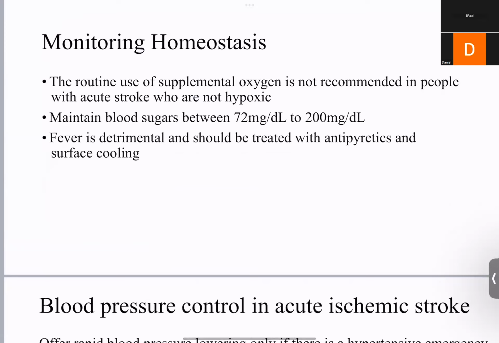So in addition, there are several other parameters to look at in the complete management of stroke. In monitoring homeostasis, there is no role for routine use of supplemental oxygen in acute stroke patients who are not hypoxic, and the target blood sugar level should be between 72 to 200. Again, fever is detrimental in stroke, so it should be treated appropriately with antipyretics and surface cooling.